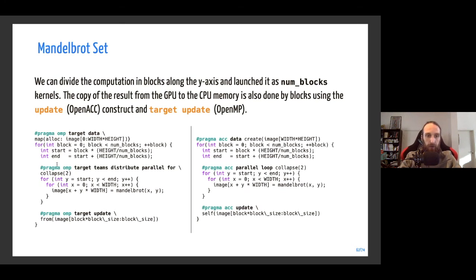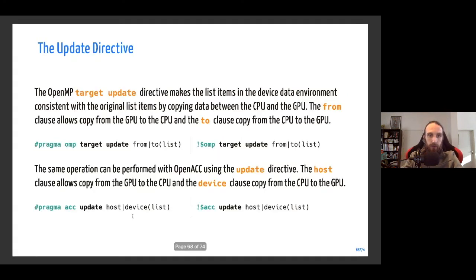Okay, and for each block, we update the final value of the image. There was some problem in the compilation with LaTeX; I don't know why this backslash appears. So the idea with the target update is that we just want to update the value on the CPU for the block that has just been computed.